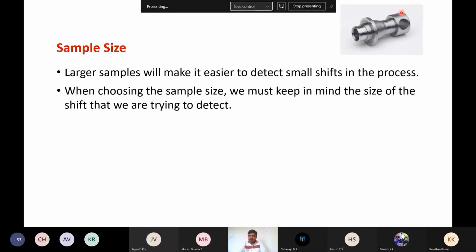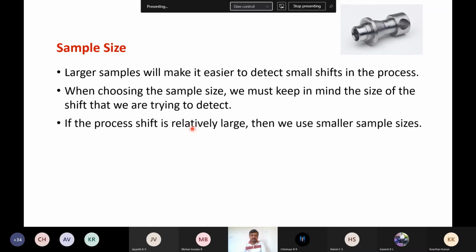Suppose you want to find a deviation of 0.05, then you should go for larger samples. If you want to find a deviation of 0.5 mm, then you can go for a smaller sample size, because the deviation you are considering, 0.5, is large compared to 0.05. You can go for a small sample size. So like that there are considerations.